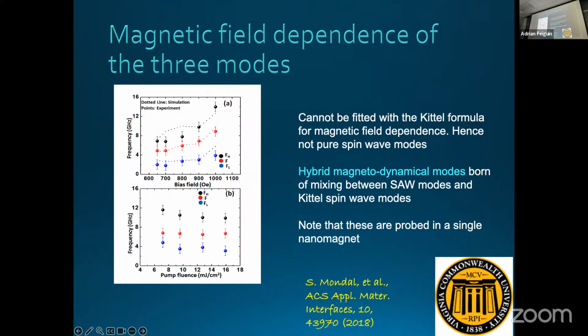So none of them obey the Kittel formula. So clearly they are not Kittel modes. They're not pure spin wave modes. They're hybrid magnetodynamical modes, born of mixing between the SAW modes and the Kittel spin wave modes. And note that they're probed in a single nanomagnet, not in the whole array. The whole array will have other complicated effects due to dipole coupling between neighboring nanomagnets.